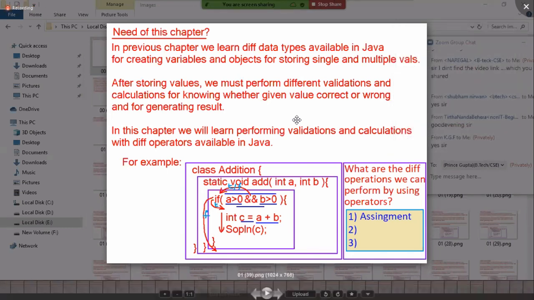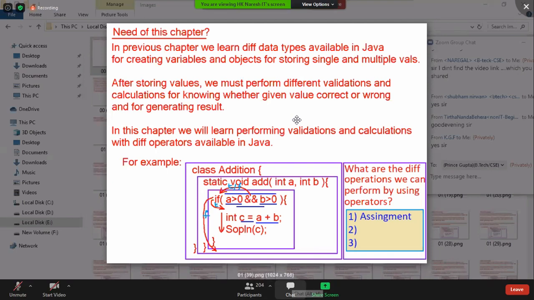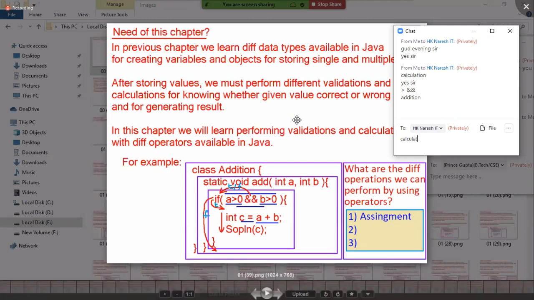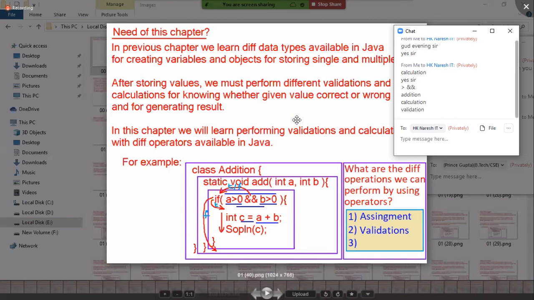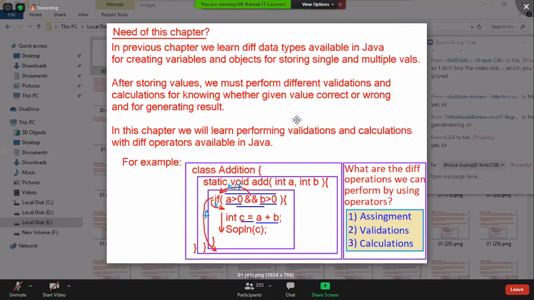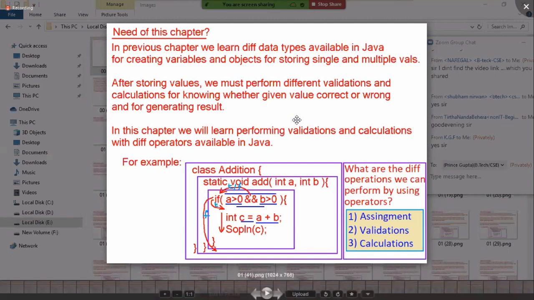Number 1, assignment operation. Number 2, look there: a greater than 0 and b greater than 0, what do we call it? Validation. Next, number 3, a plus b. What is a plus b? Calculation. Assignment, validations, calculation. By using operators, we perform 3 operations: assignment operation, validation operation, calculation operation.